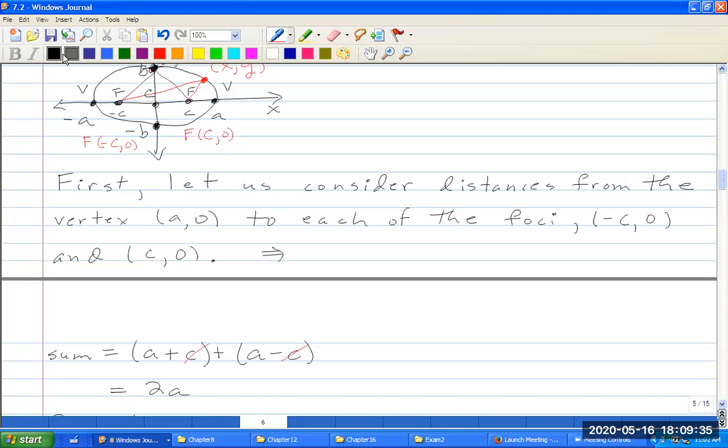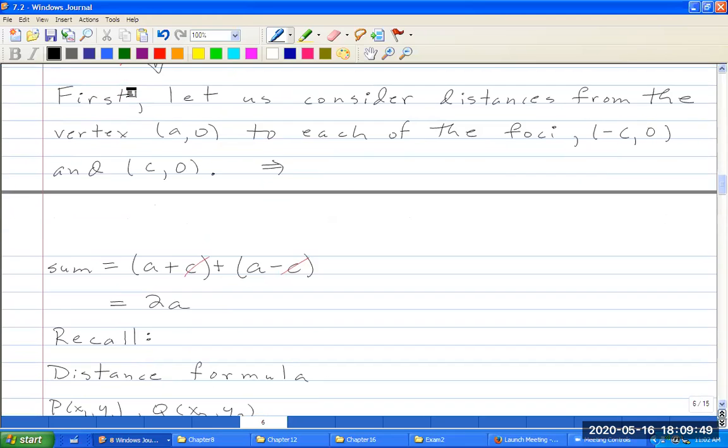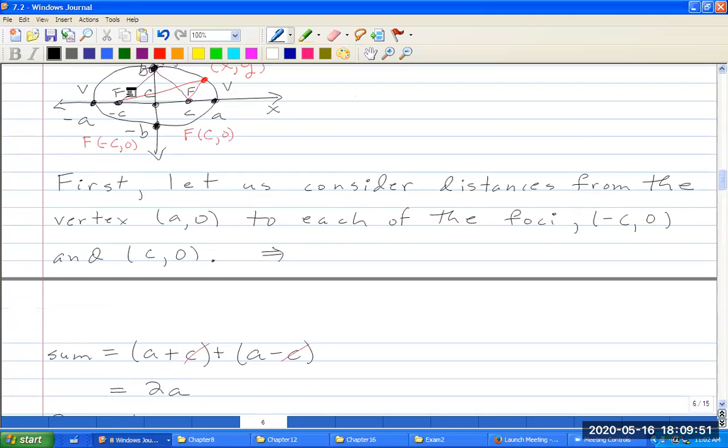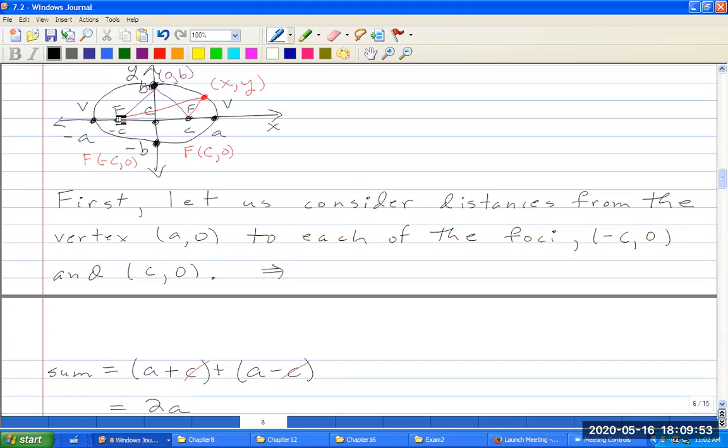So since I know that the sum of the distances on an ellipse is always constant, I'm going to use the fact that the sum is always equal to 2a. The sum is always going to be the major diameter.